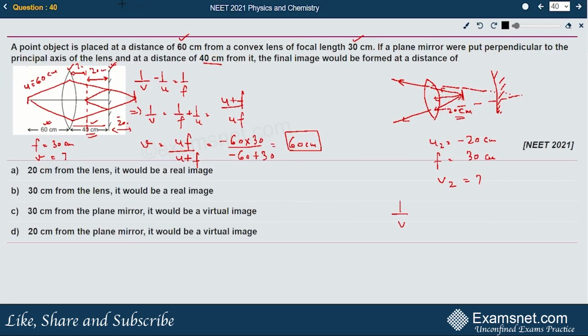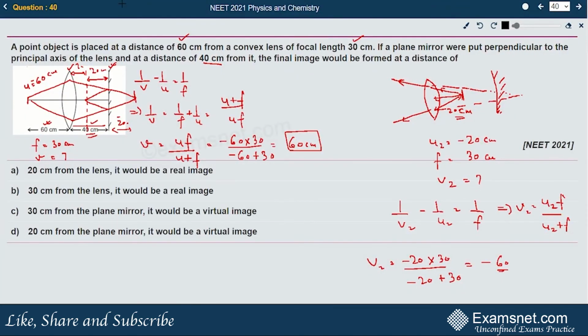So again we'll use the lens formula. That means 1/V2 minus 1/U2 equals 1/F. So again V2 will be equal to U2 into F divided by U2 plus F. So let's put the values. V2 equals, U2 is minus 20, so minus 20 into 30 divided by minus 20 plus 30. So it will come out to be minus 60.